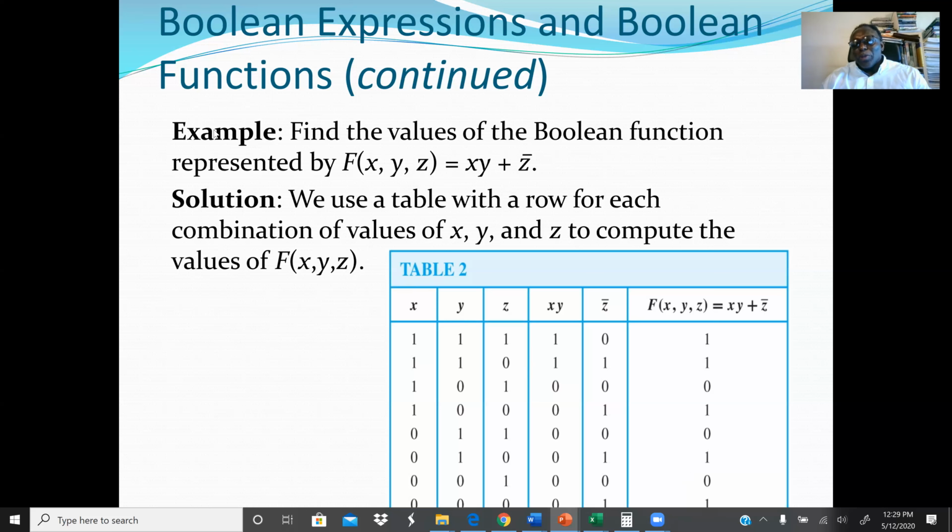Or sometimes the question will be given as find the truth table of the Boolean function f of x, y, z equal to x times y plus z invert. So the truth table will be everything. So again, take note, this question can be in the final exams. Find the values of the function expression, or find the truth table of the function xyz equal to xy plus z invert. Either way, the solution is this.